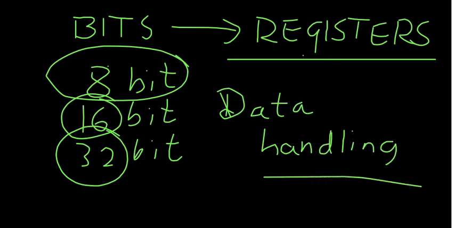And basically when we speak about data handling, we represent all these decimal numbers in the form of BCDs. All of you know what exactly we mean by binary coded decimal. Every number is given a binary code.